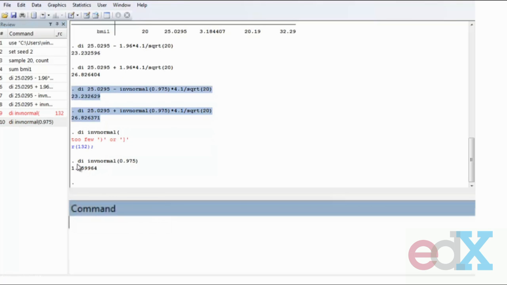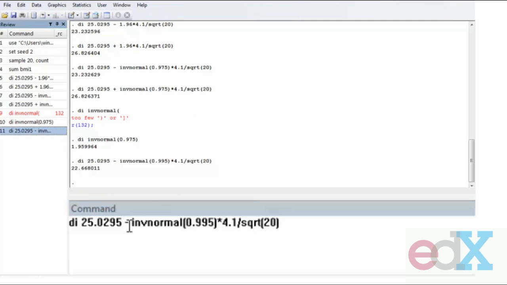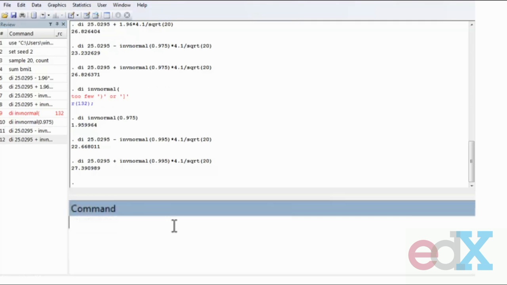You can see that the actual value of the inverse normal function at 0.975 is very close to 1.96, but it's not exact. So instead, if I wanted to get a 99% confidence interval, I would replace 0.975 with 0.995 to give me the value of the normal distribution such that 99.5% of the mass of that distribution is less than that value, and I can obtain a 99% confidence interval now.